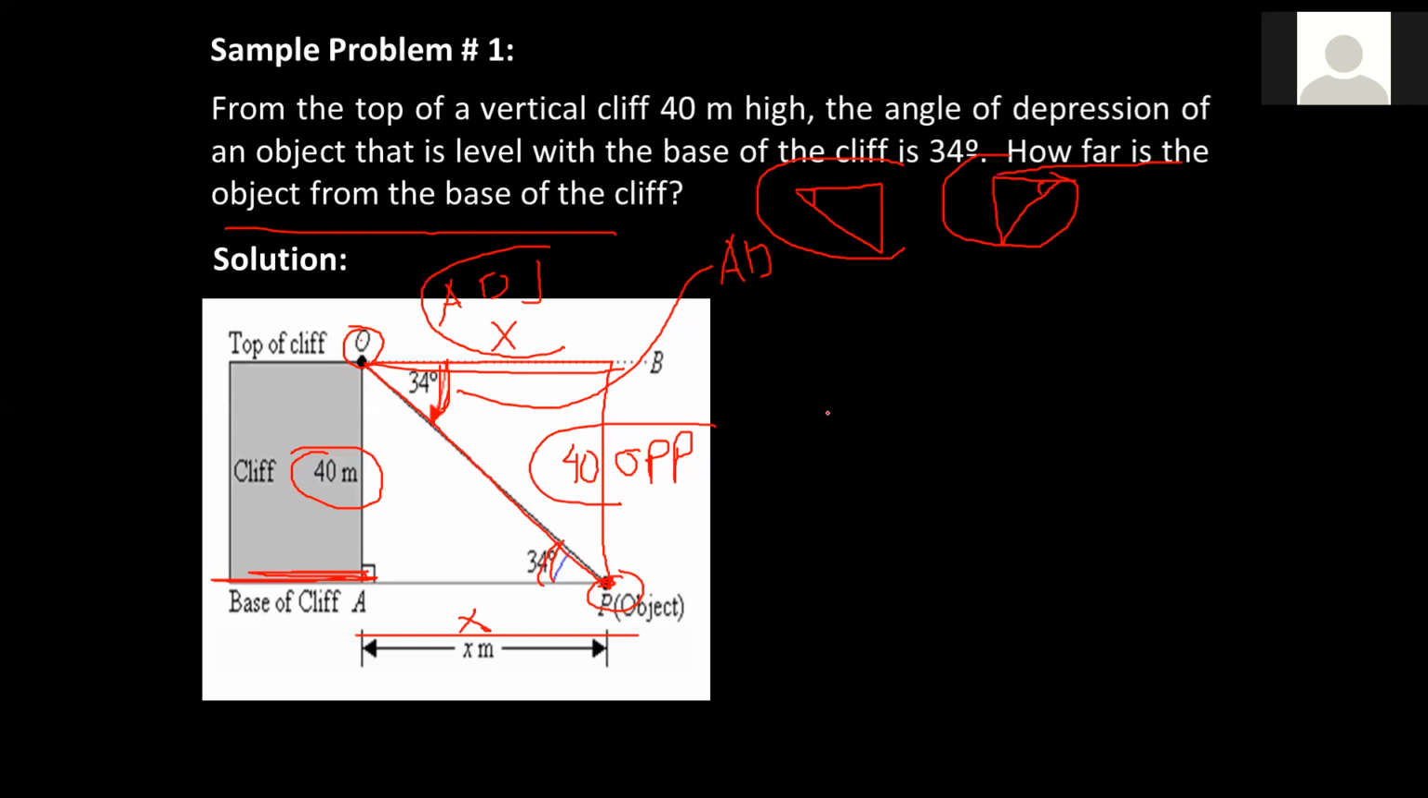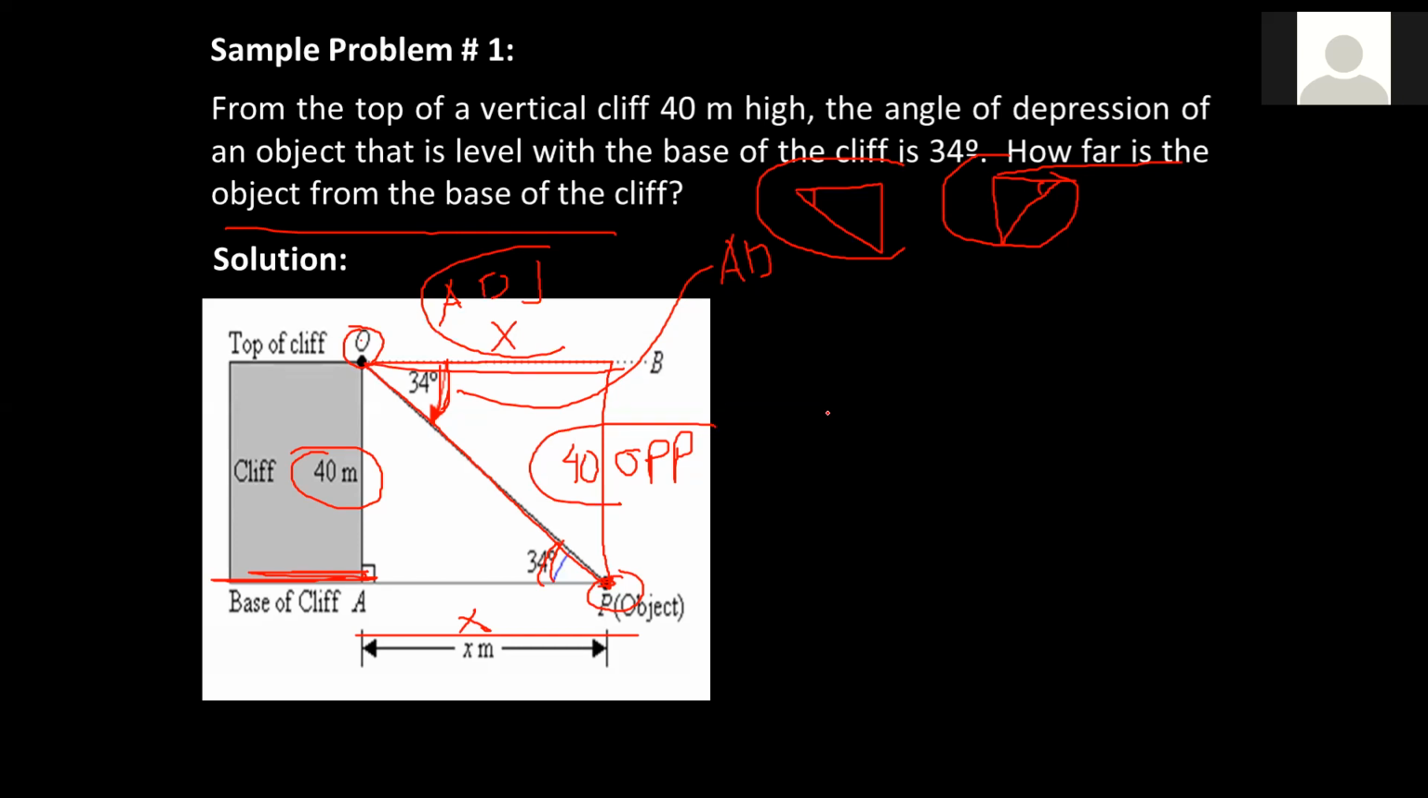So kung pipili tayo ng function na magagamit natin sa pagsusolve ng problem na to, sa palagay mo, anak, ano yung right function na pwedeng magamit natin? Ano po, nakalimutan ko. Just always remember SOHCAHTOA. Adjacent and opposite are both involved. What do you think? SOHCAHTOA lang yan, anak.